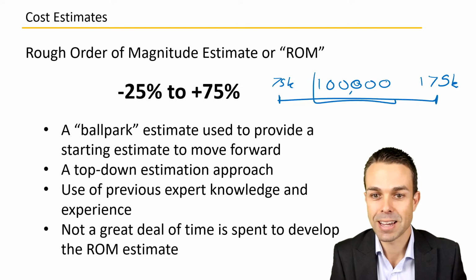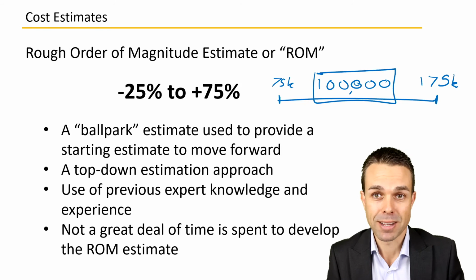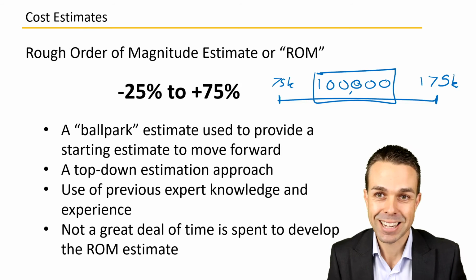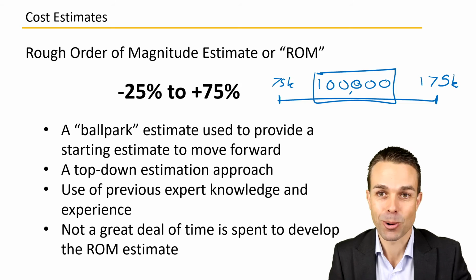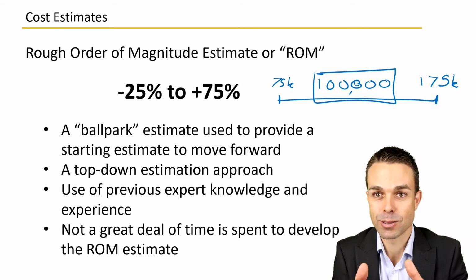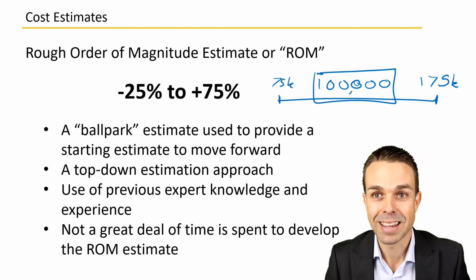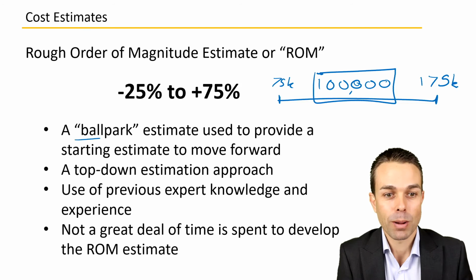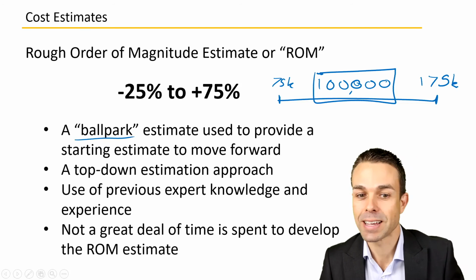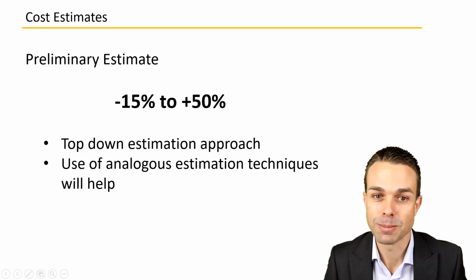We can't just say it's $100,000 and be done with it, because ultimately things change and adjust as the project goes on. Sometimes we need to get a little bit more definitive with our estimates as we get more information in our project as well. So this is a ballpark estimate used to provide a starting estimate and move forward.